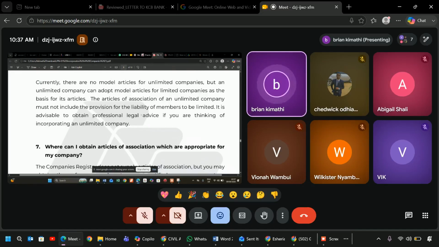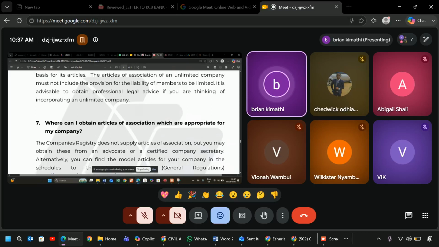It is advisable to obtain professional legal advice if you are thinking of incorporating an unlimited company. Actually, this disclaimer here is very important. Unlimited companies are tricky. If it is unlimited, it is unlimited. So, for example, if our creditors come calling and we had a company with a nominal share capital of 1 million Kenya shillings, and our creditors are calling for 2 million Kenya shillings, we can only pay the 1 million that our liability is limited to. But for an unlimited company, if they are calling for 2 million Kenya shillings, then you pay them 2 million Kenya shillings because your liability is unlimited.